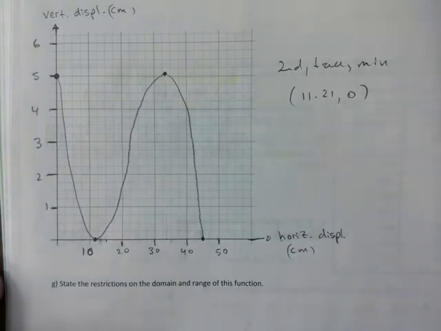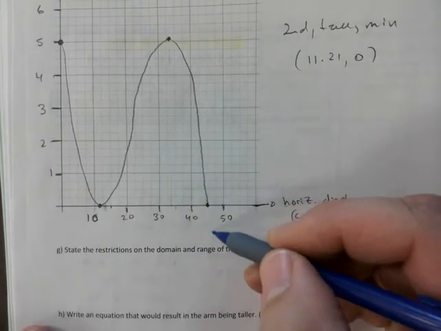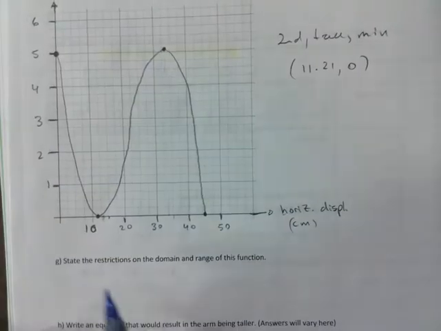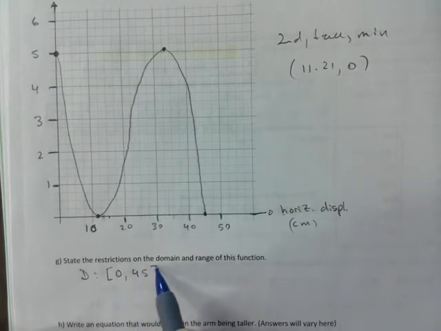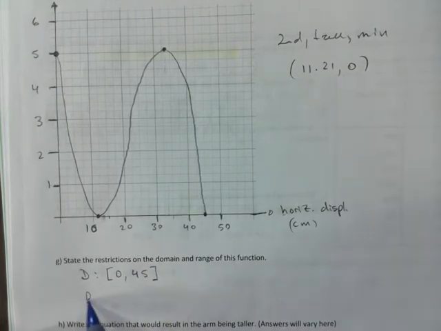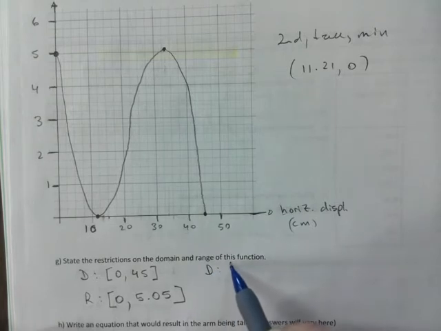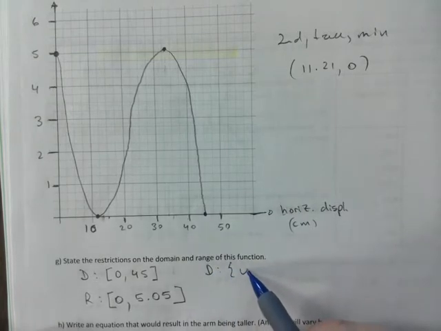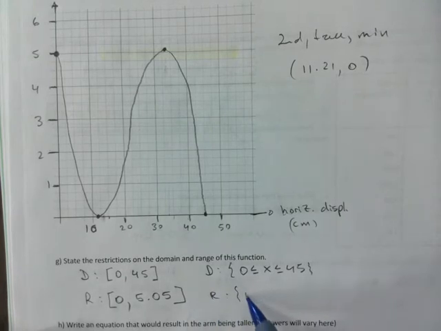State the restrictions of the domain and range. So we have to put a restriction on this function or else everything is included, right? And the negatives. So for the domain, we are going from 0 to 45. That's actually stated by the question. And the range, we go from 0 all the way to the highest point of 5.05. And in your set notation, in this case, you may use x and y because they did not give you an equation. So you can use x and y.